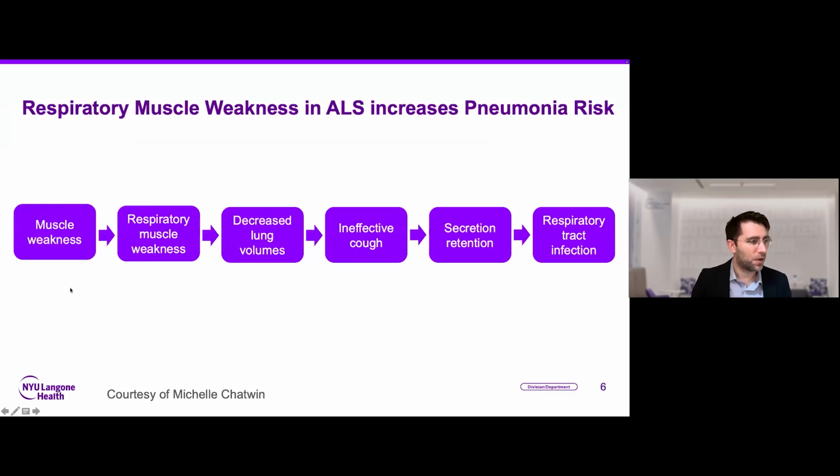So this is just a quick flow diagram showing again that respiratory muscle weakness in ALS does increase that risk of pneumonia, which is a major cause of illness, infection, and death in ALS. So it's really something that we spend a lot of our time as the pulmonologists trying to decrease the risk of pneumonia. So those low lung volumes and ineffective cough lead to secretions that either get aspirated into the lungs and then build up and can lead to a respiratory tract infection.